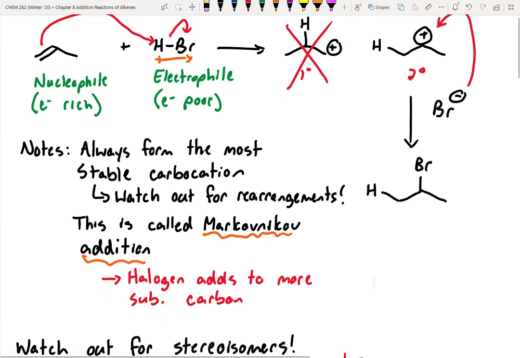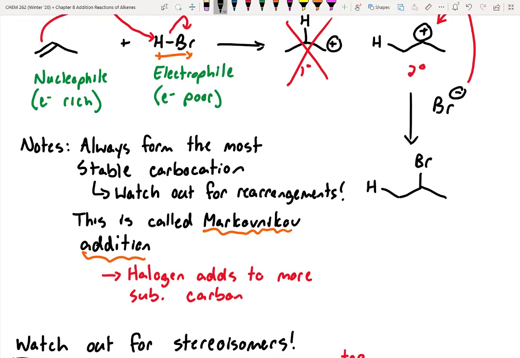So that's one key thing you have to watch out for. I did want to make another note too. So my other note, so we got kind of 3 bullet points. One is always form the most stable carbocation. Watch out for rearrangements. Second is this is called Markovnikov addition. And third is this works with HBr, that's the most common. It works with HCl and HI. Doesn't really work with HF very well, ironically.